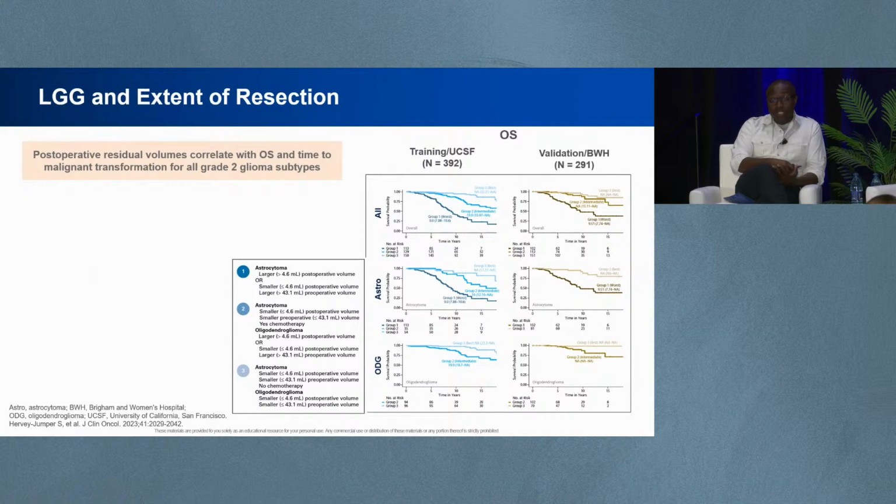This is going into this a little deeper. These are the Kaplan-Meier curves associated with the recursive partitioning risk groups, risk group 1, 2, and 3, and to the far right, you see the longest survival patients. These end up being patients with astrocytomas that are smaller or more completely resected, or anyone with an oligodendroglioma.